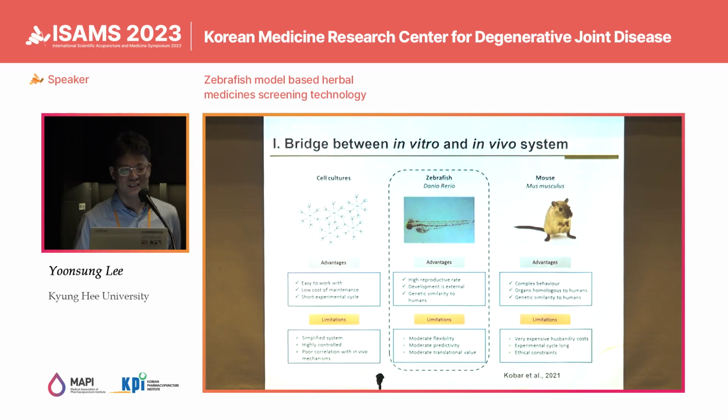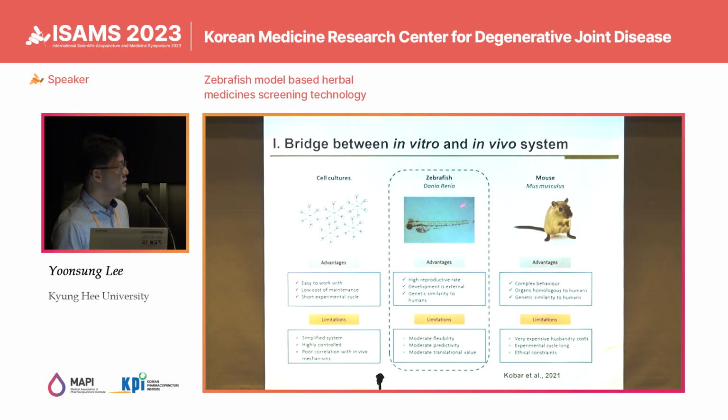The first one is that the fish is a good bridge between in vitro and in vivo systems. When you're trying to develop a drug candidate, you're going to need several model systems to evaluate the toxicity and effect of those drugs, including a cell culture system and, more importantly, an animal system like a mouse model system. And each system has its advantages and limitations.